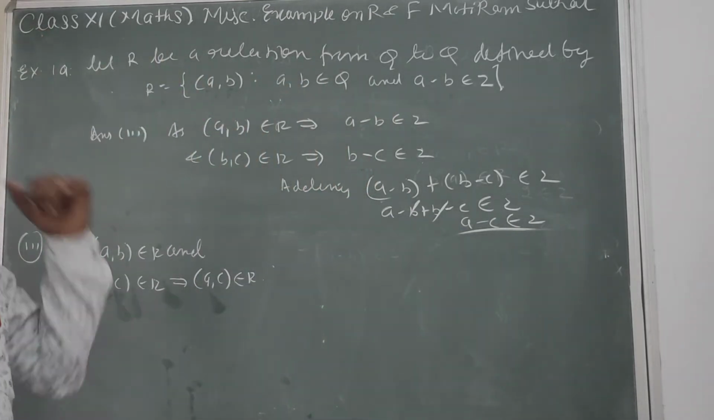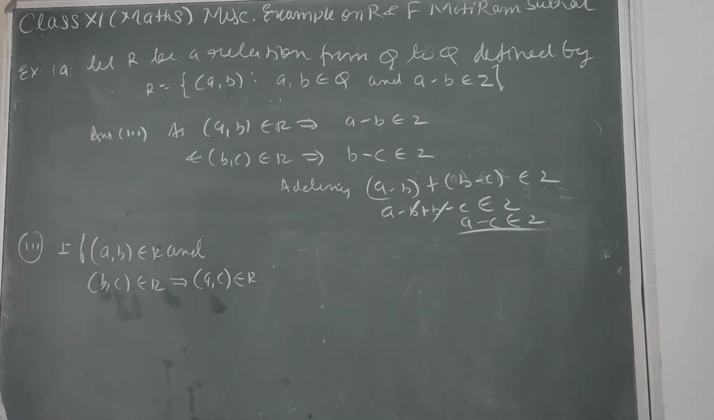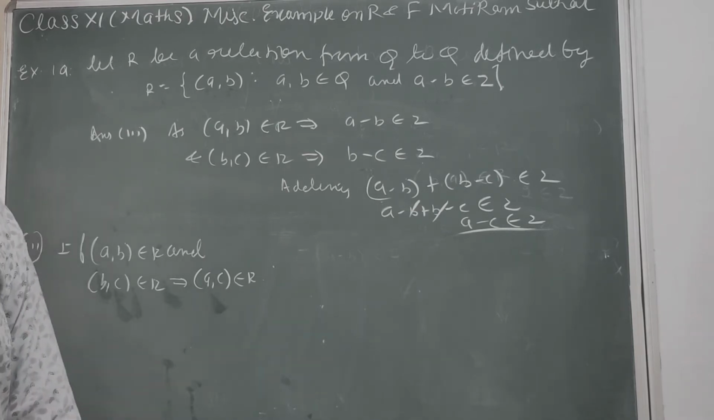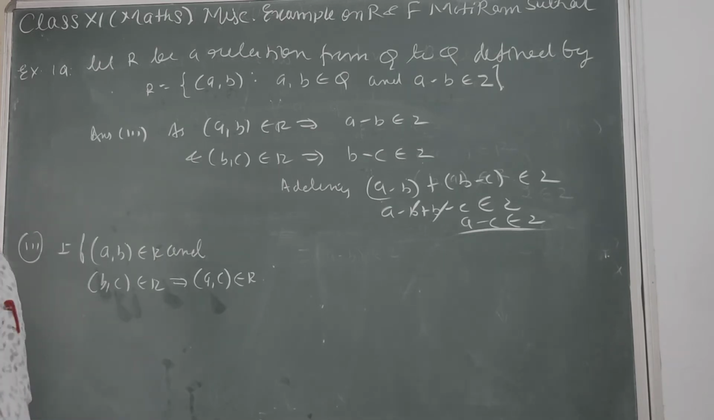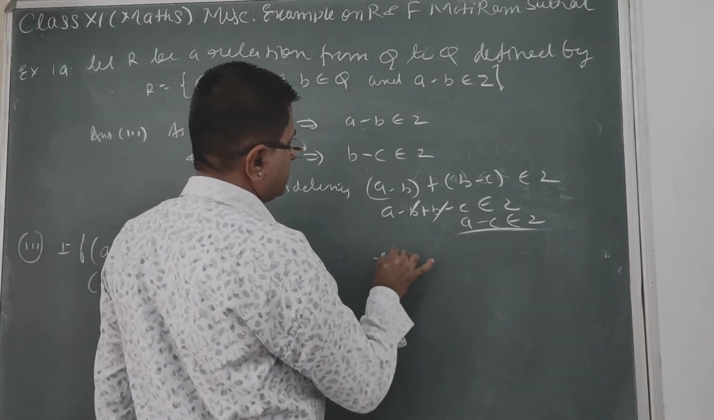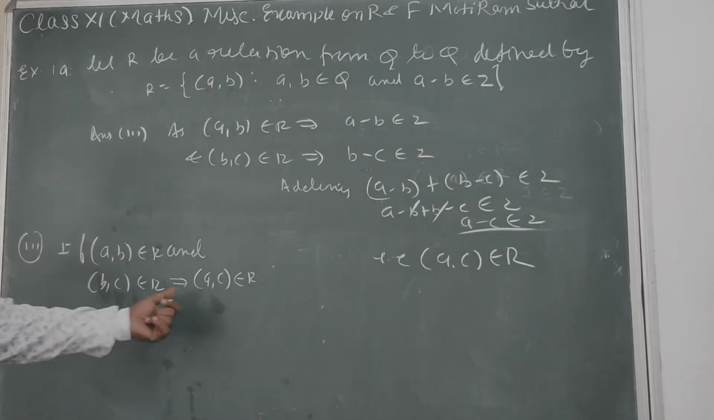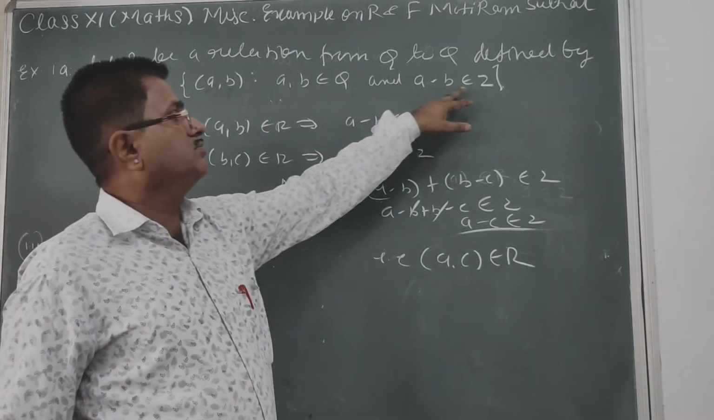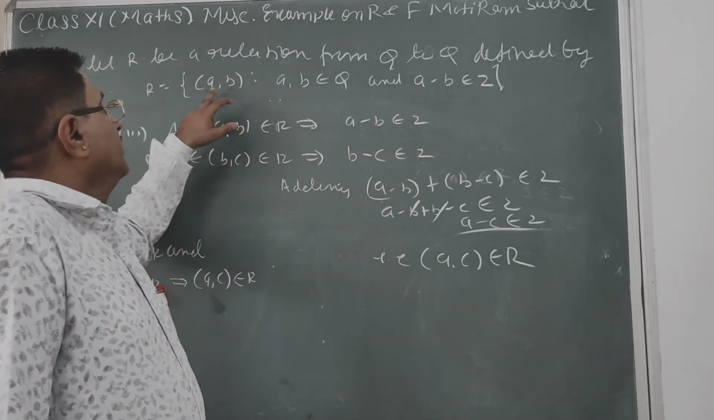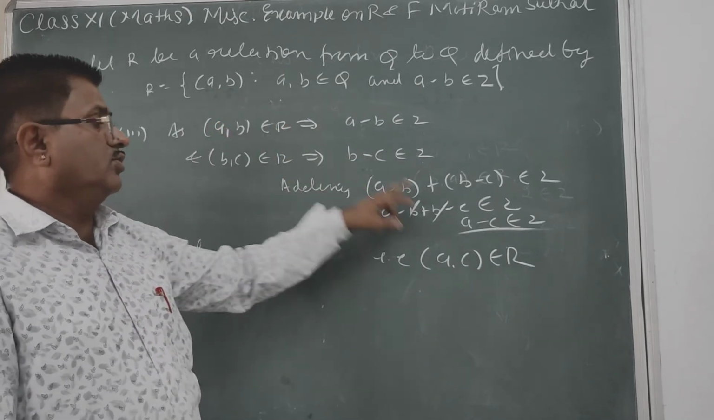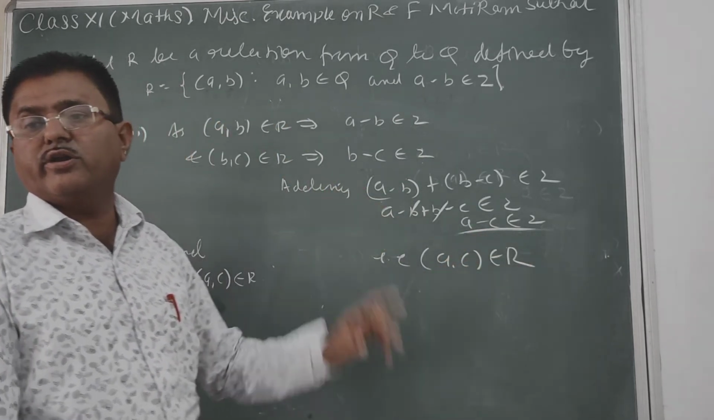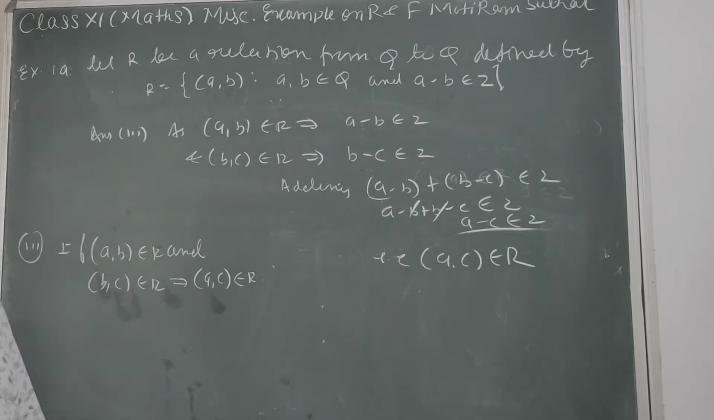So what we get here again? If you reverse the rule, then we have C here, that is, ordered pair A, C belongs to R. Yes, as A minus B belongs to Z, then we write A comma B belongs to R. So A minus C belongs to Z, it will be the ordered pair A comma C belongs to R. So in this way you can solve this example number 19. Clear?